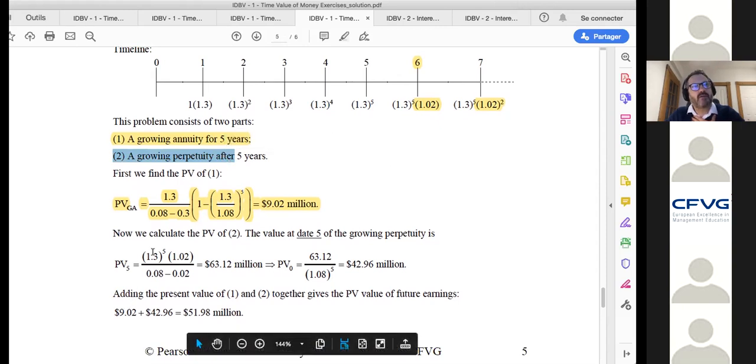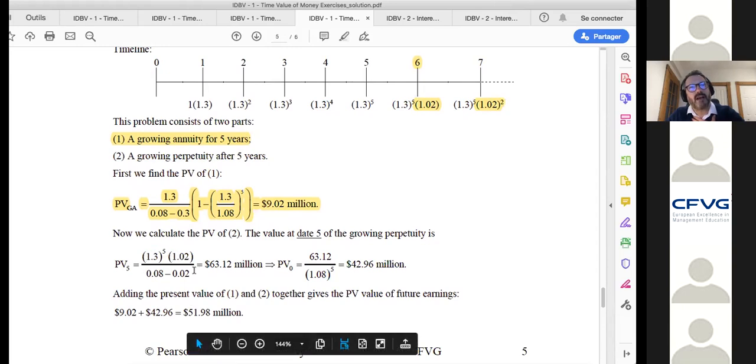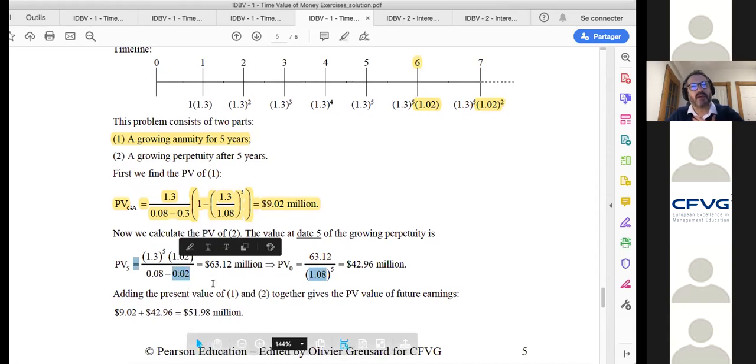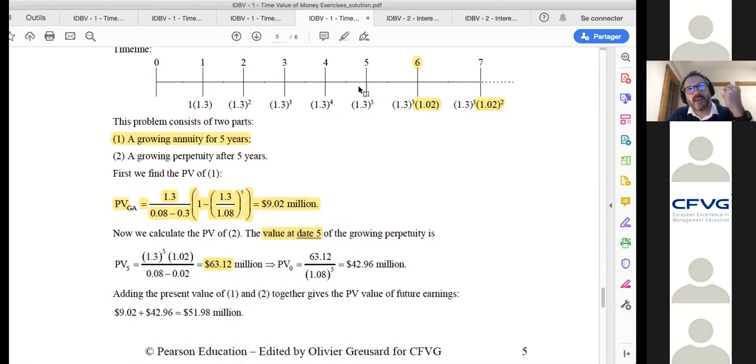The growing perpetuity is going to have as its first term 1.3 exponent 5 times 1.02, divided by R minus G with the new growth rate, which is 2%. And so we find the value of the growing perpetuity. But the value would be calculated at date 5. We are here, right? Because we are 1 year earlier than the first cash flow, because present value is always at date 0.